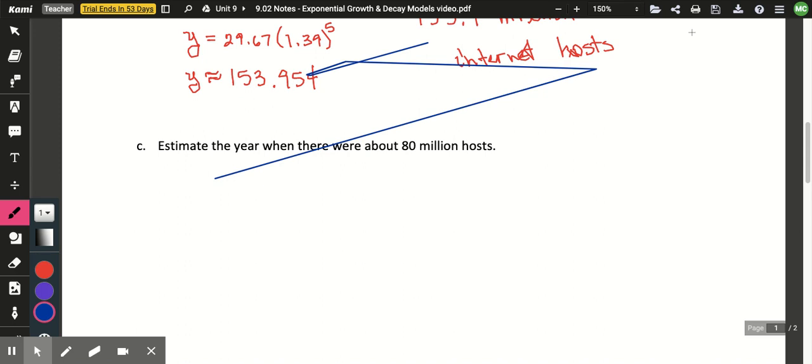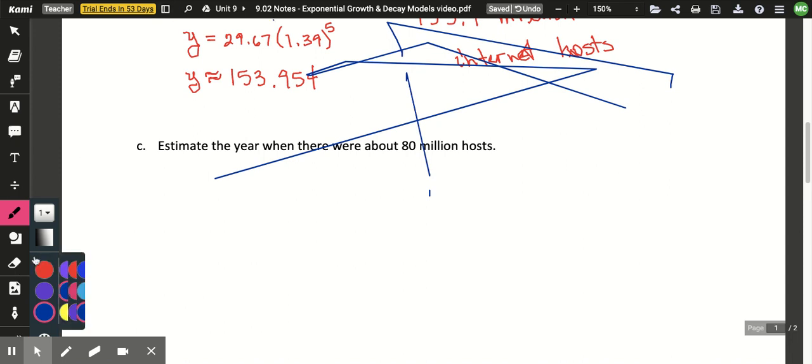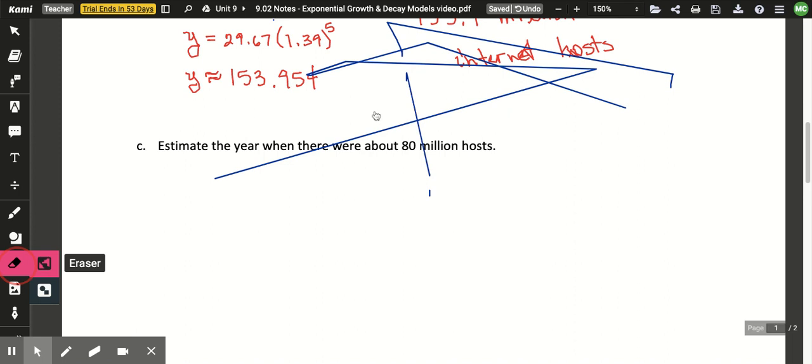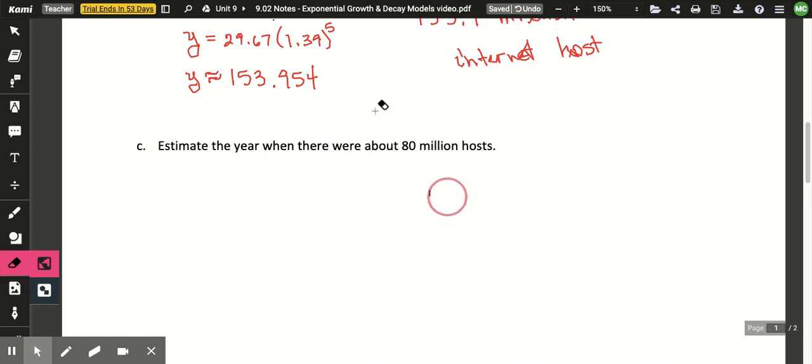I don't even know what's going on with my pen here today. It is just not cooperating. And now I can't even erase stuff. Okay, let me try this again.